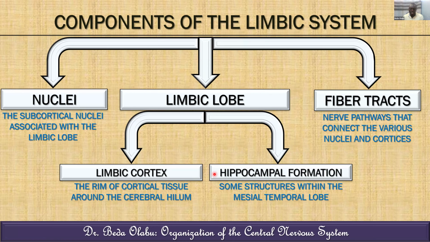The hippocampal formation consists of some structures located within the mesial aspect. The term mesial means medial. The medial aspect of the temporal lobe. Indeed, the temporal lobe houses a lot of structures of the limbic system, especially the hippocampal formation. And so we'll also have a look at that. First, I want us to begin our talk with the limbic lobe, and in particular, the limbic cortex.